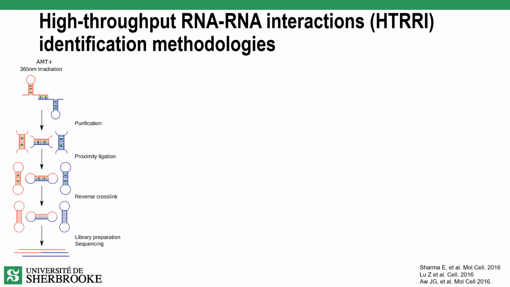We reanalyzed the datasets of high-throughput RNA-RNA interaction identification methodologies called PARIS, LIGR-seq and SPLASH. These methodologies allow the detection of all RNA-RNA interactions in the cell. To do so, they use a reversible psoralen cross-linking. Then they purify the double-stranded regions. They do a proximity ligation, then reverse the cross-link and sequence the RNA duplex.